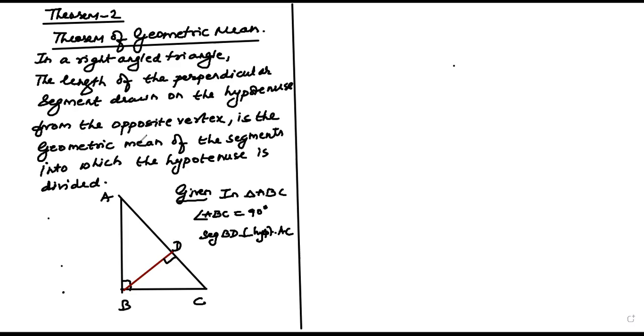Then, okay, this formula, the length of the perpendicular segment is a geometric mean of the segments in which a hypotenuse is divided. मतलब BD square equal AD into CD. Okay, BD square equal AD into CD. तभी इसका proof लिखना है इसका proof. Okay, BD square equal AD into CD. Now listen, क्या आएगा last line? BD square equal AD into CD.